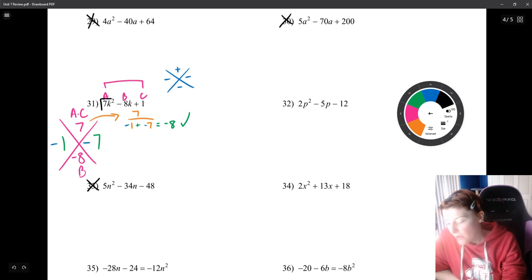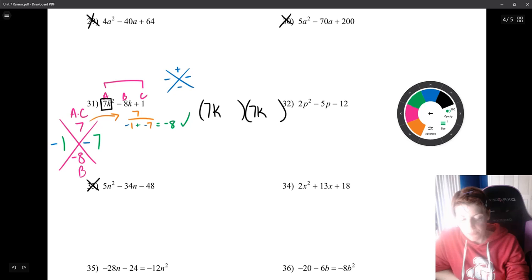We're going to take our square term, 7k, and put it in both parentheses. And we're going to put in our -1 and our -7. And for these ones, we're going to be looking at the numbers for 7 and 1, and also 7 and 7. So for my first group, 7k and -1, the highest number they both have is a 1. So this grouping is going to stay as 7k minus 1.